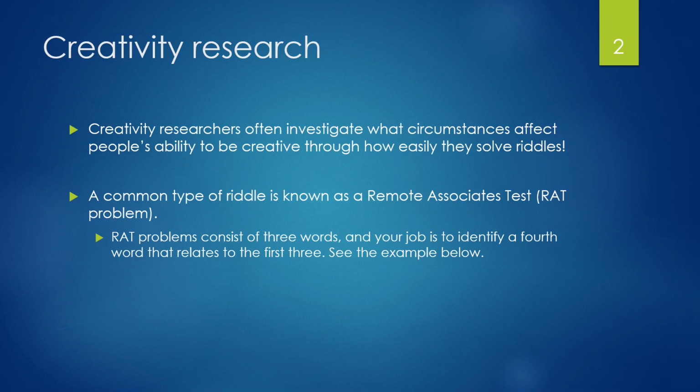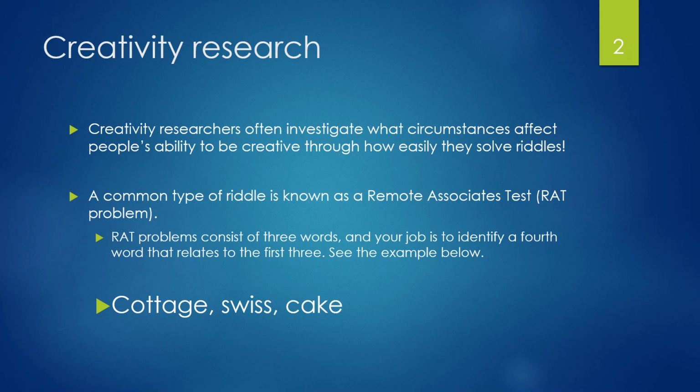A common type of riddle that gets used in these studies is known as the Remote Associates Test, or a RAT problem. Now, RAT problems consist of 3 words, and your job is to identify a 4th word that relates to the first 3. So let's look at an example. Let's say you get the words cottage, Swiss, cake. Can you think of a word that relates to all 3 of those words?